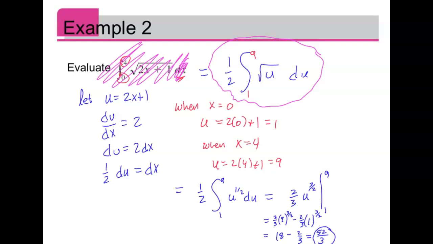Thanks, guys. I didn't catch this. I forgot about this 1/2 up front. So I should have 1/2 times this. So that's going to be 26 over 3. Good catch.